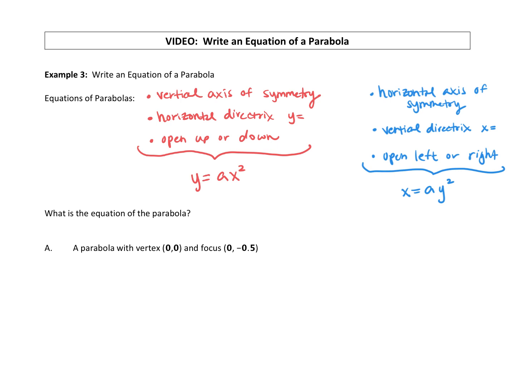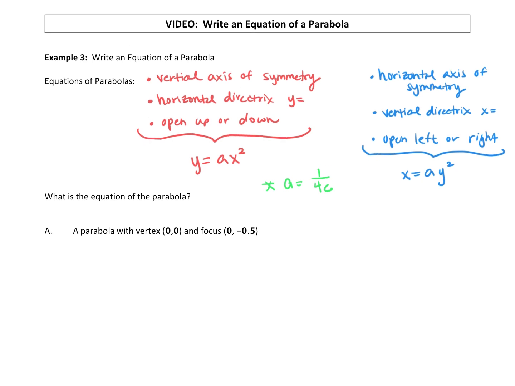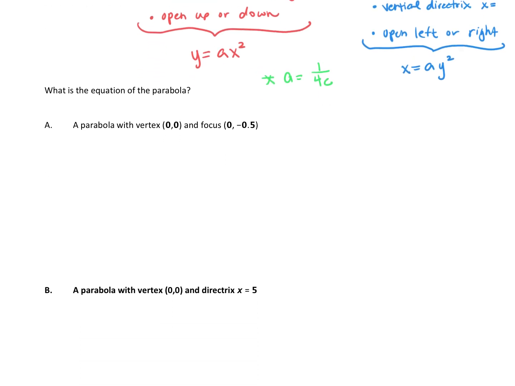And then let's put a big asterisk, because that a value is defined as 1 over 4 times c. C is the focal length that we talked about in the last video. Now that we know all this information, let's write an equation of a parabola a little bit faster.